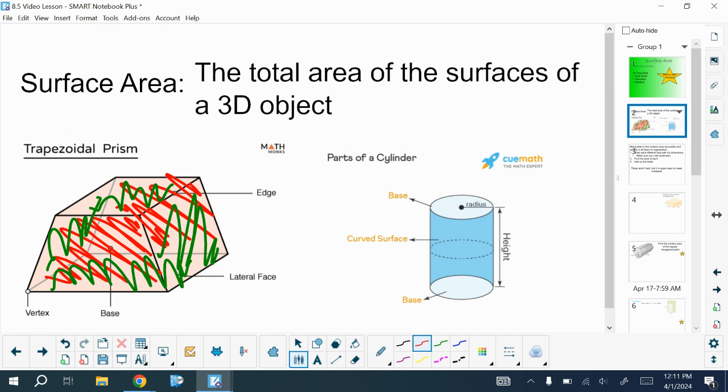And then for a cylinder, it's kind of similar to a prism in that it's got 2 bases. In this case, those bases are both circles. And then it's got this curved surface, which we'll also call the lateral face in this one. But this curved surface that wraps all the way around that shape. And we'll talk about how to deal with that in a little bit here.